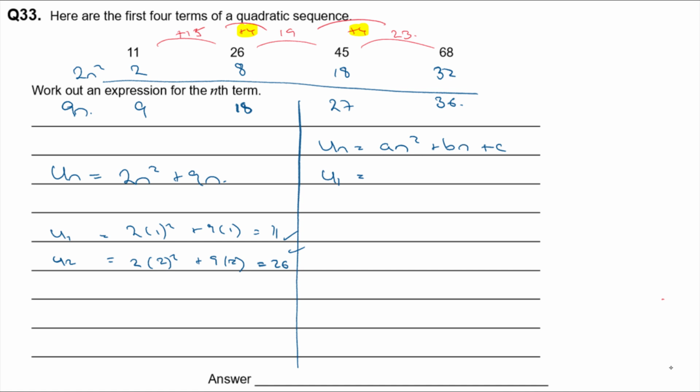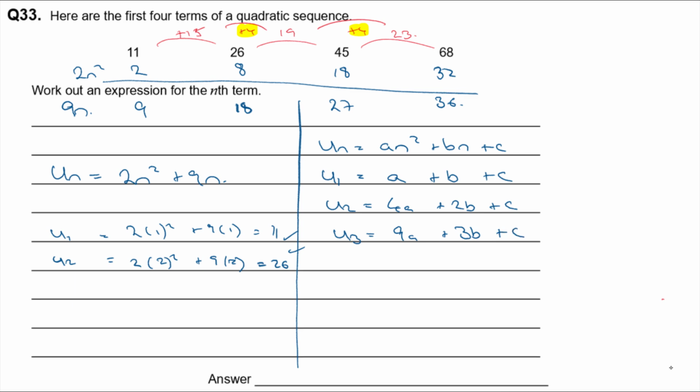Now, for u1, the first term, n is 1, isn't it? So a times 1 squared is just a, plus b times 1 is just b, plus c. So the first term is going to be a plus b plus c. The second term, u2, is going to be 2 squared, 4 lots of a, 4a, plus 2b plus c, isn't it? Okay, and then we need a third one. Let's do u3. u3 is going to be 3 squared is 9, so 9a plus 3 lots of b, which is 3b, plus c.